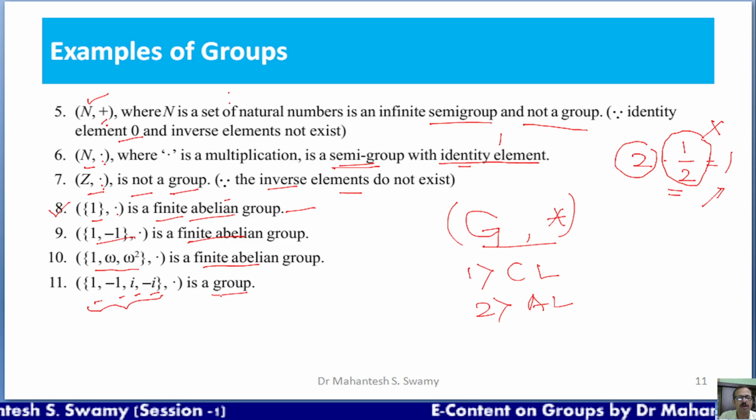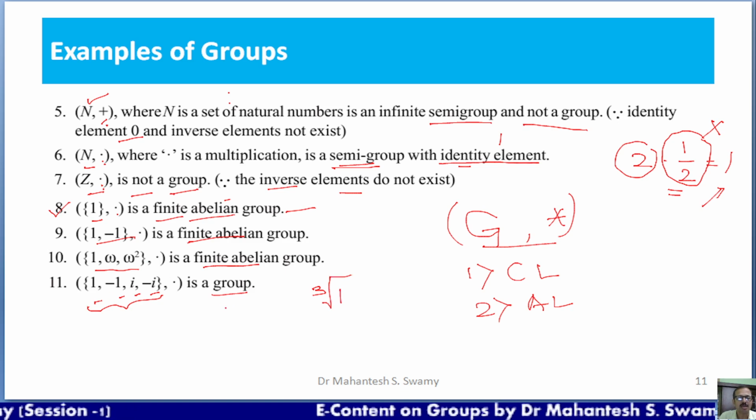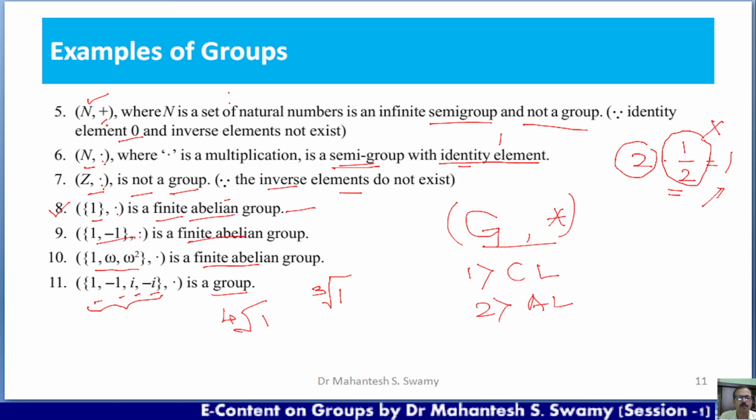So we have considered this. See, these 2 elements are the square roots of 1. These 3 elements are the cube roots of 1. Cube roots of 1 are 1, omega, omega square, and these elements are the 4th roots of 1. So we say that the sets of square roots of 1, cube roots of 1, and 4th roots of 1 are all forming a group with respect to the binary operation of multiplication. So these are the examples of groups.